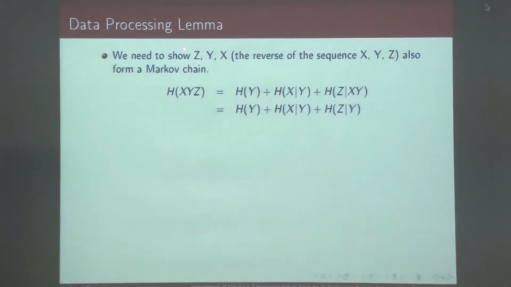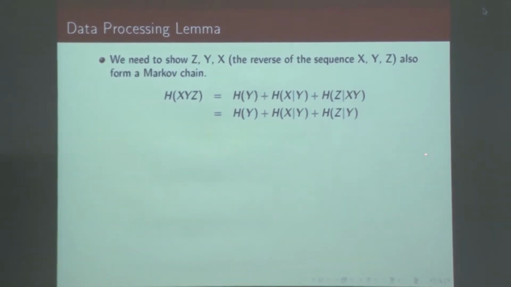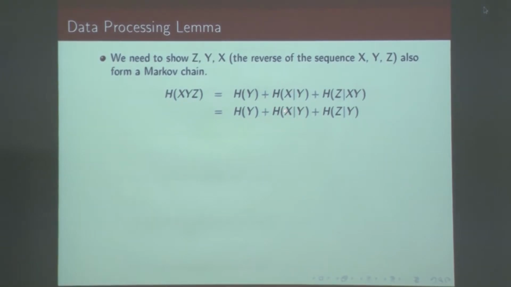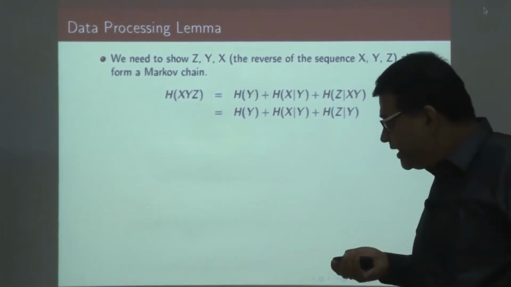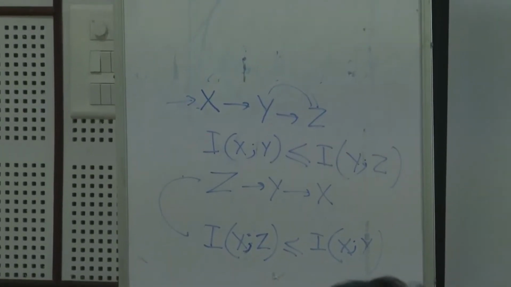So, we are going to show that z, y and x also form a Markov chain. So, obviously, we have to show that probability of x given y, z is probability of x given y, or in terms of entropy, entropy of x given y, z is equal to entropy of x given y.